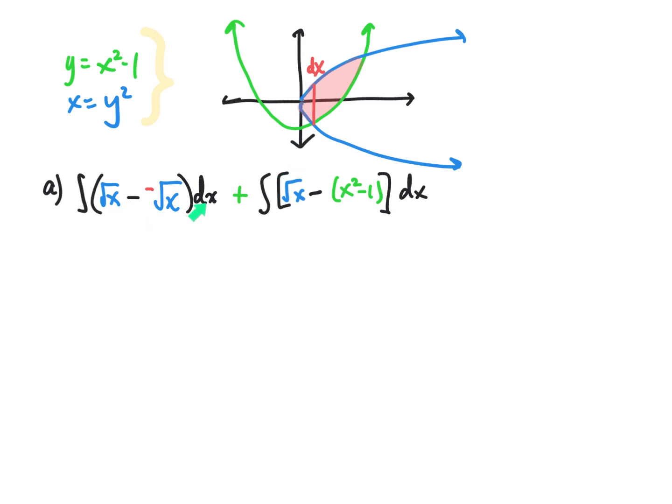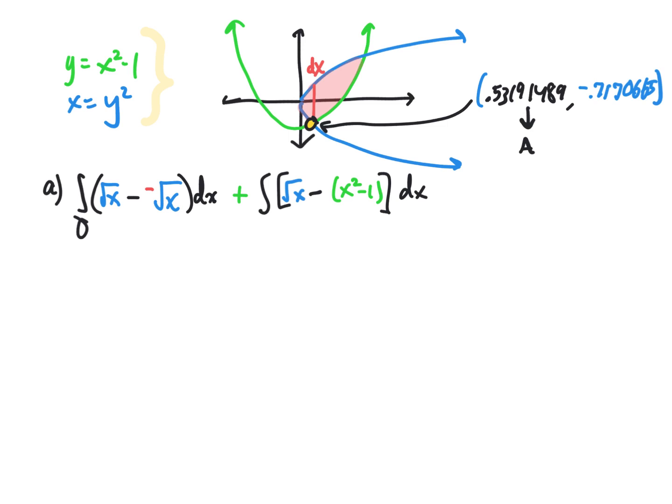Dx gives you the width of each rectangle, and we need to go from 0 to whatever this x value is right here. Using our calculator, entering y1 equals x squared minus 1 and y2 equals negative square root of x for the bottom part, we can do the second calculate intersection and find that intersection point is here, and we should store this value using our calculator's store button, which is to the left of the 1.